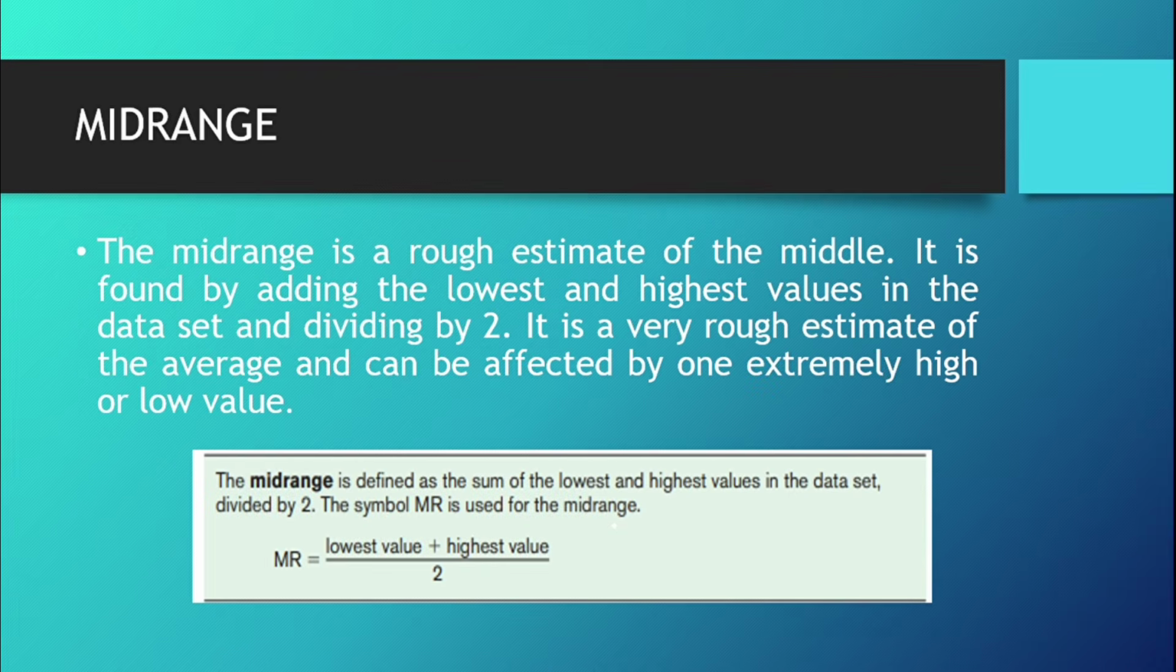Next is the mid-range. The mid-range is a rough estimate of the middle. It is found by adding the lowest and highest values in the dataset and dividing by 2. It is a very rough estimate of the average and can be affected by extremely high or low values. The mid-range is defined as the sum of the lowest and highest value in the dataset divided by 2, and MR is used to denote the mid-range. MR is lowest plus highest value divided by 2.